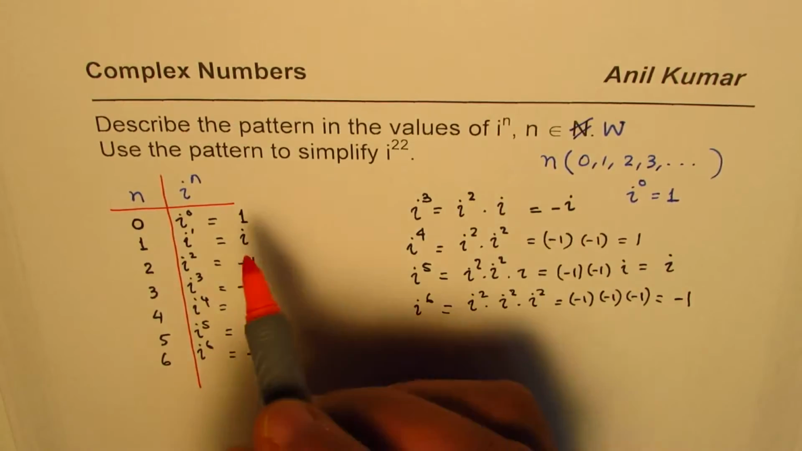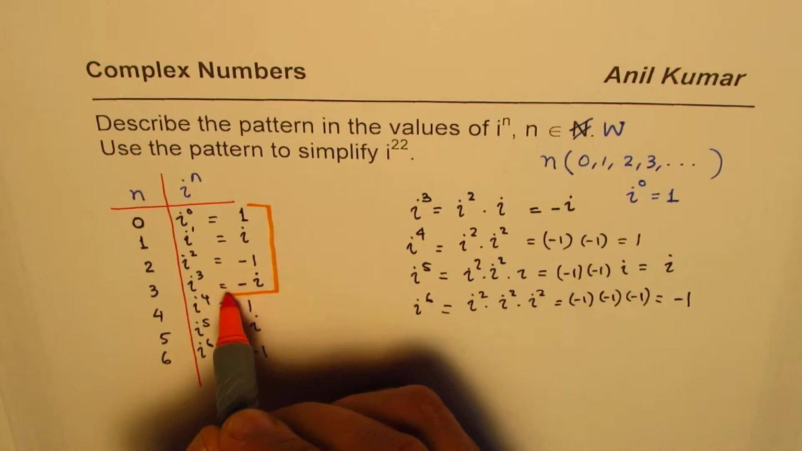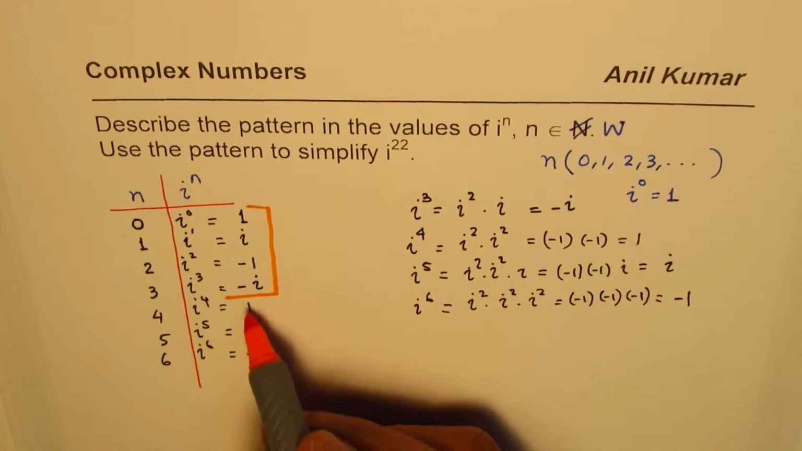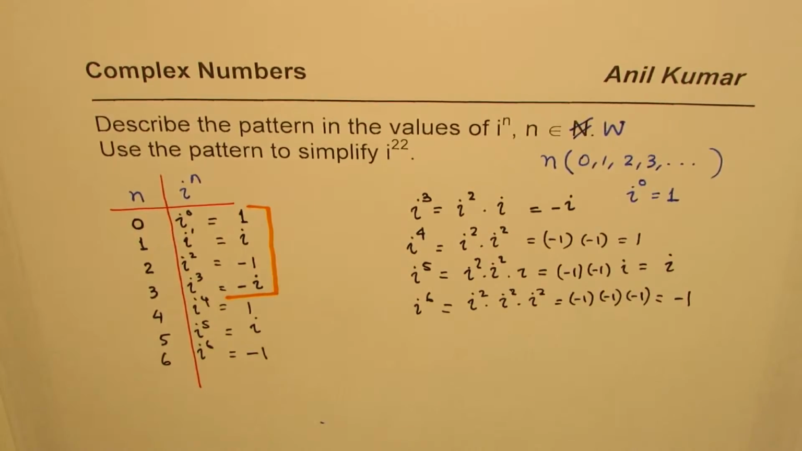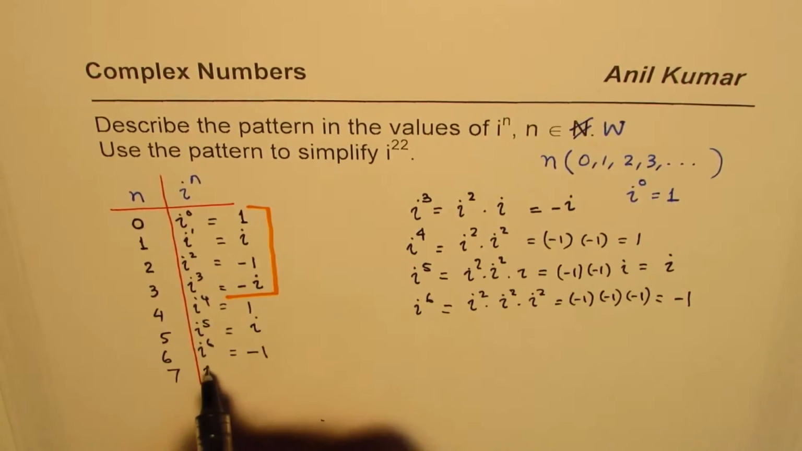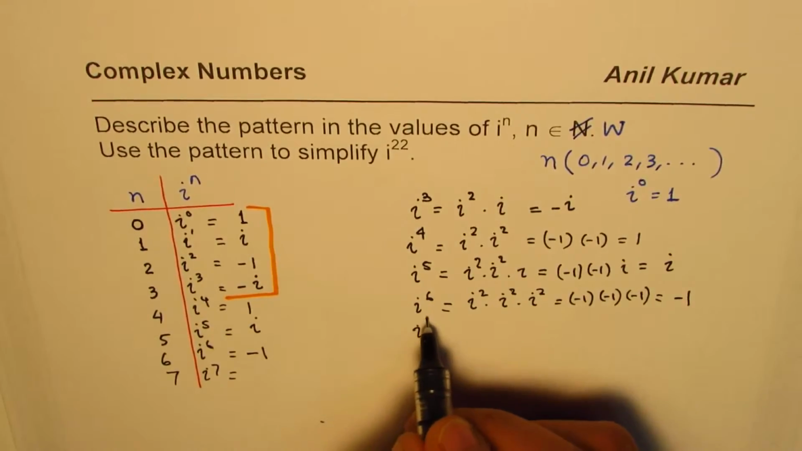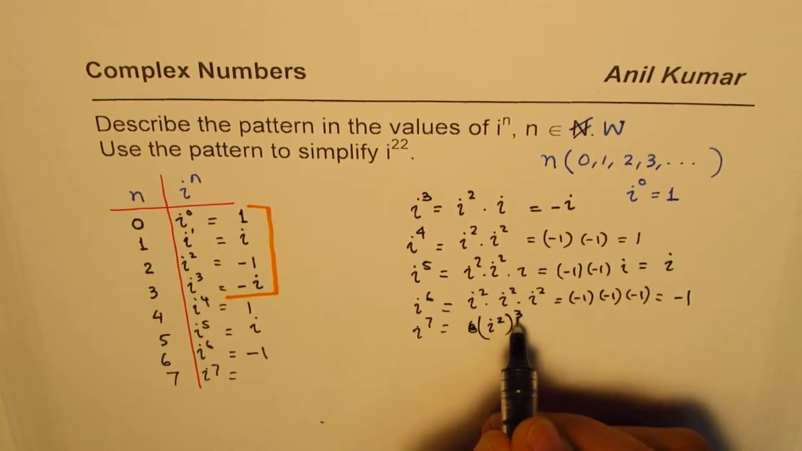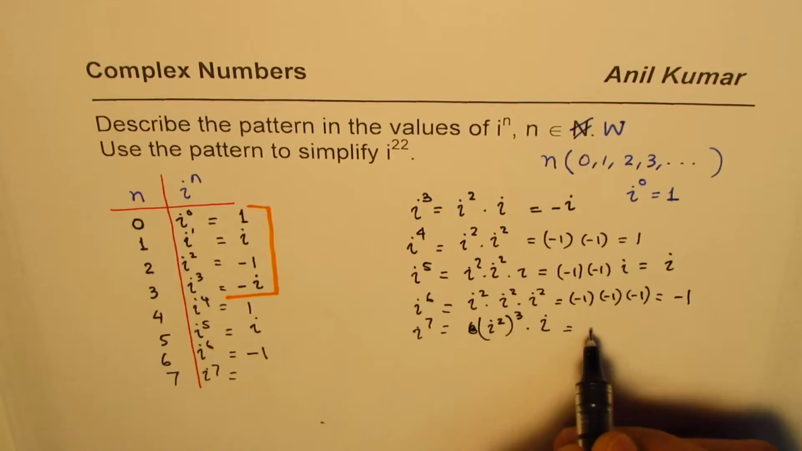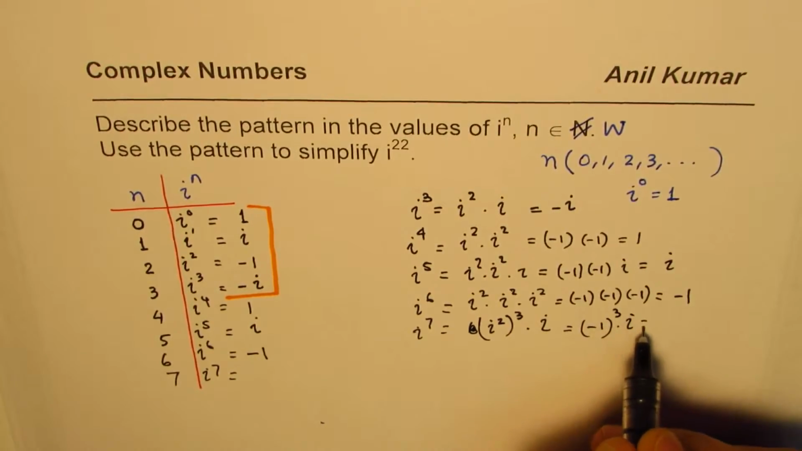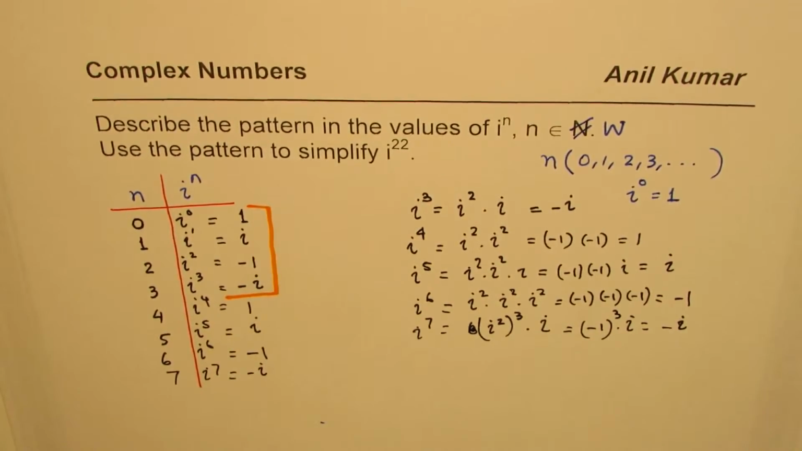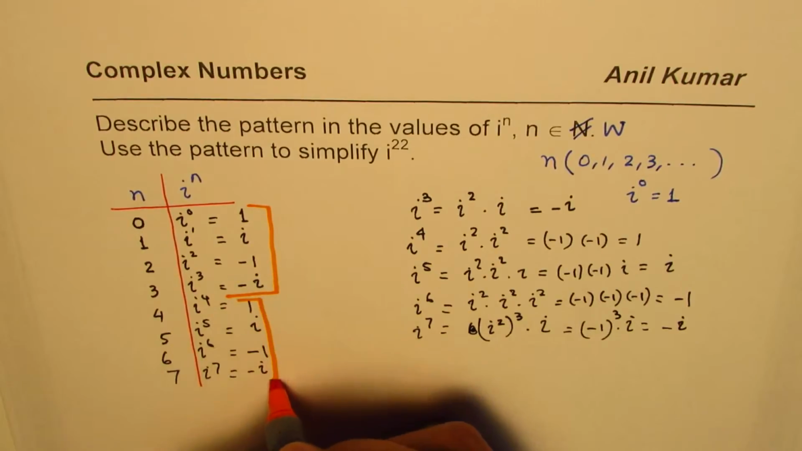What we notice here is that these numbers repeat, right? 1, i, minus 1, minus i. 1, i, minus 1, and what should we get next? Well, we should get minus i if the pattern is repeating. So let's just check it out. i to the power of 7 should be i squared cubed times i, correct? So i squared is minus 1, cubed, times i. This is minus i. So we do get minus i. Do you see that? So the same pattern repeats.